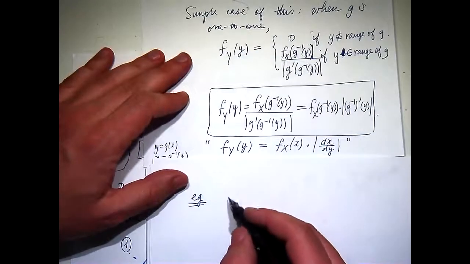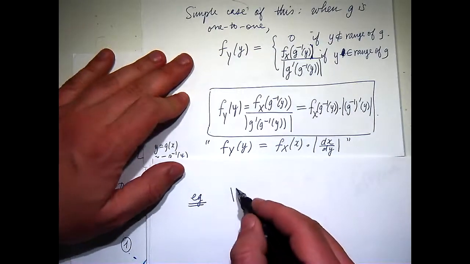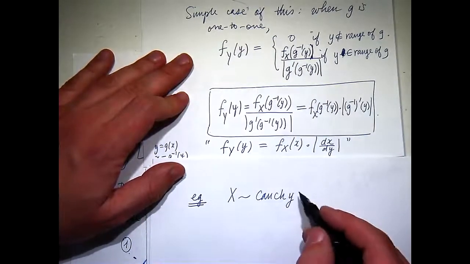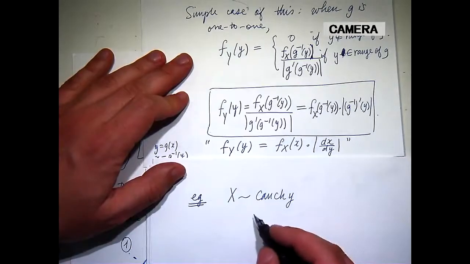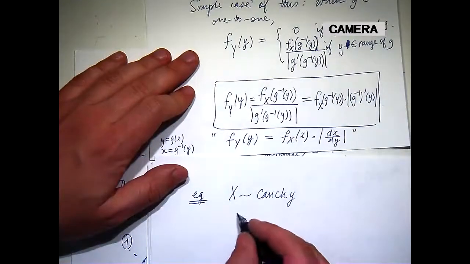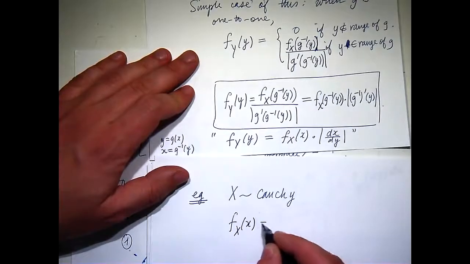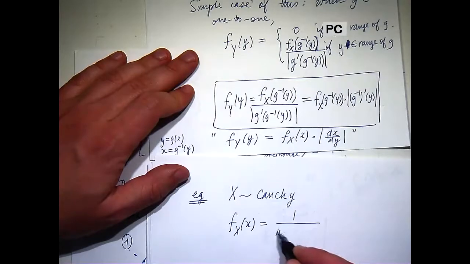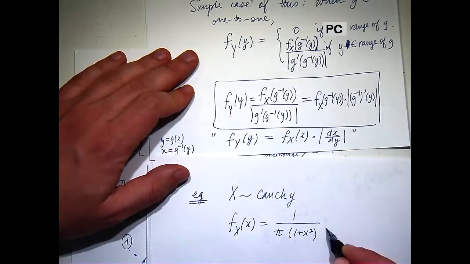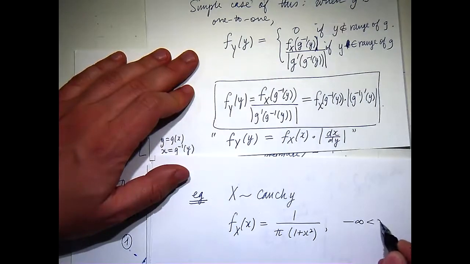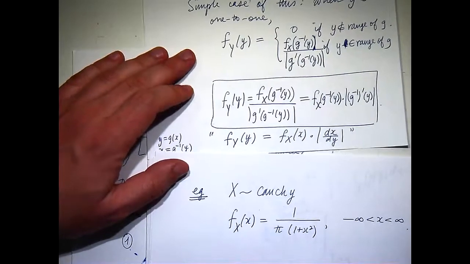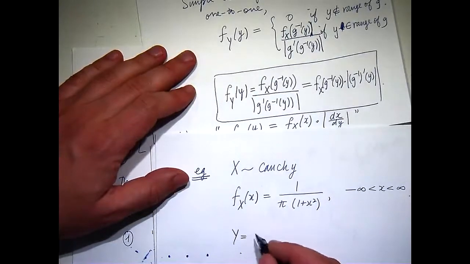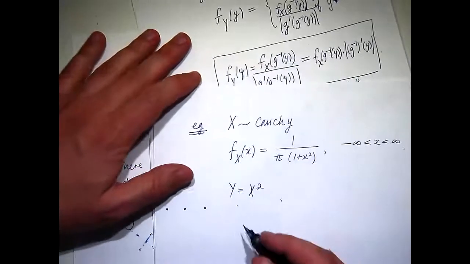Let's do x. In this case, I'm going to do a Cauchy distribution. I might have mentioned that in words before, but the density of a Cauchy distribution, which actually doesn't have an expectation, is 1 over pi times 1 plus x squared for all real x's. Okay? And I'm going to do the same example as before just because it's easy.